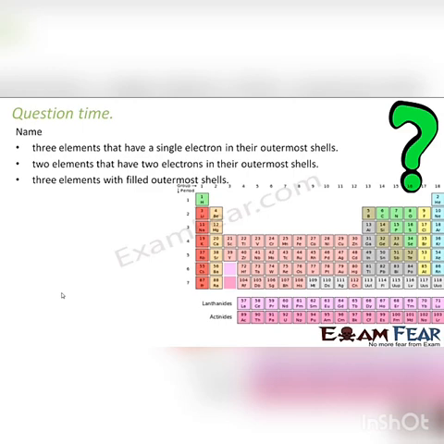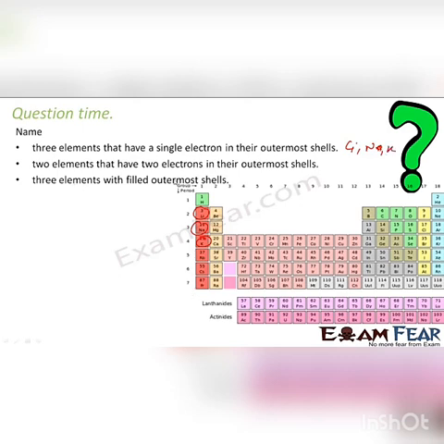Name 3 elements which have a single electron in the outermost shell. Right? Single electron is this group. All these elements will have a single electron. So I can take any of these elements: lithium, sodium, potassium. So I can write here lithium, sodium, potassium. All these elements will have a single electron in the outermost shell.